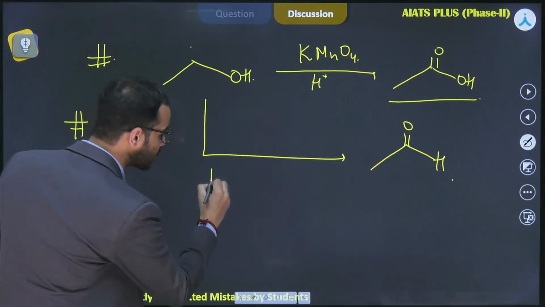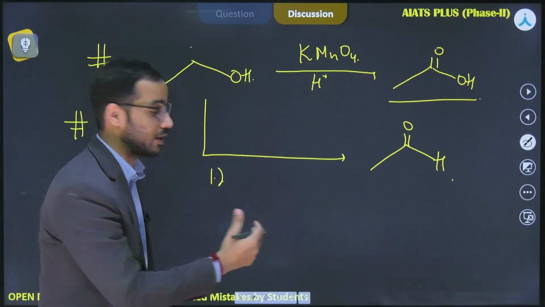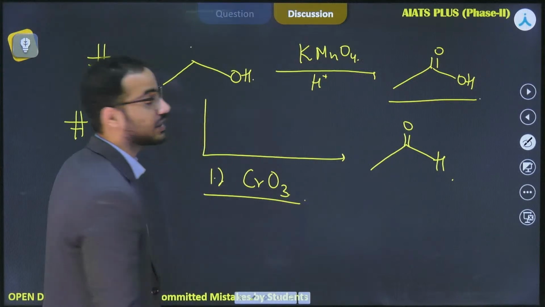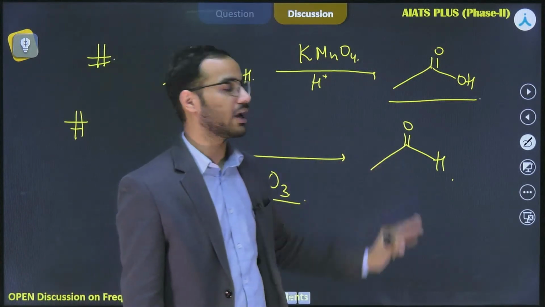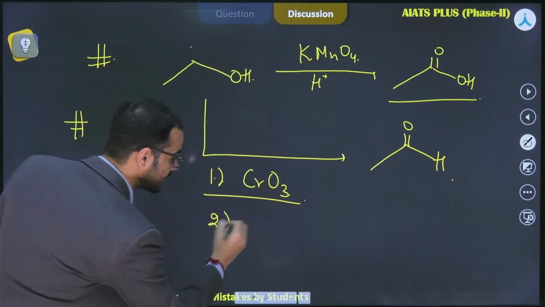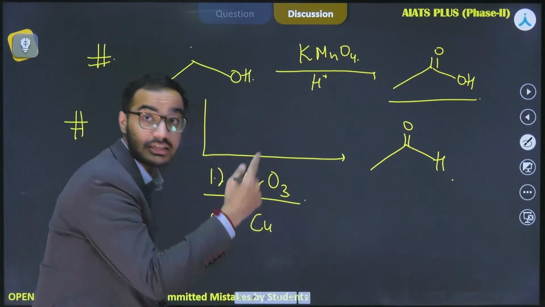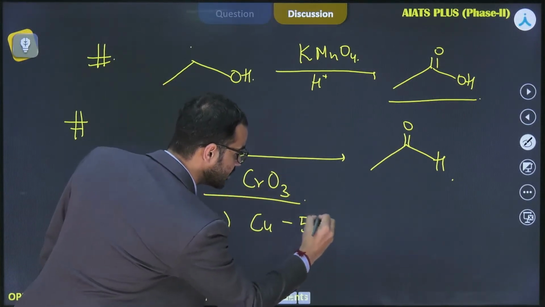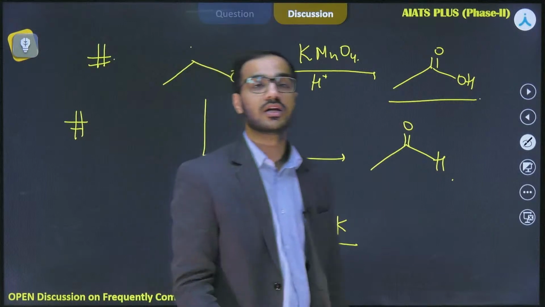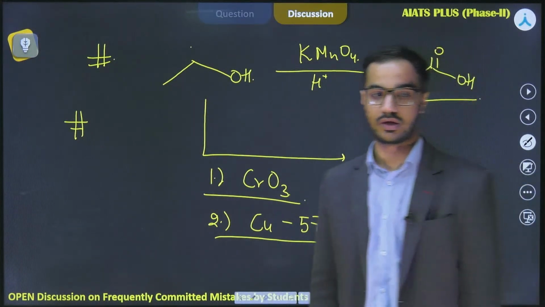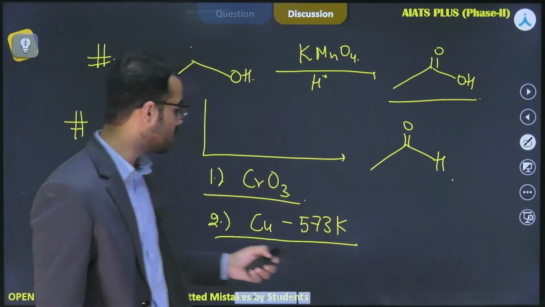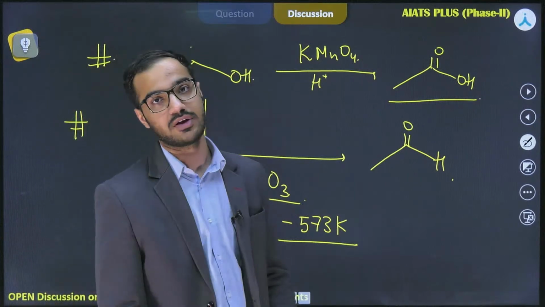The first reagent you can take is chromium trioxide, or CrO3. This reagent can easily convert this alcohol to aldehyde. The second one you can take is copper, with the temperature mentioned at 573 Kelvin. This can also selectively oxidize the alcohol to aldehyde or ketones. Let us discuss any one of these, and the other reactions follow the same order. So let us discuss copper at 573 Kelvin.